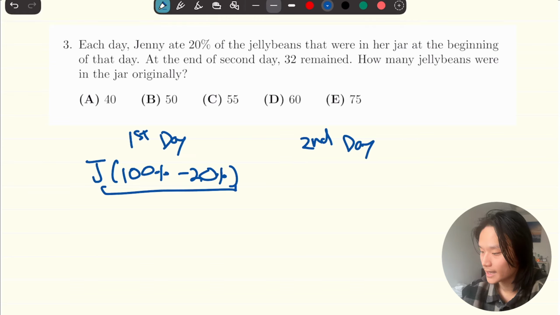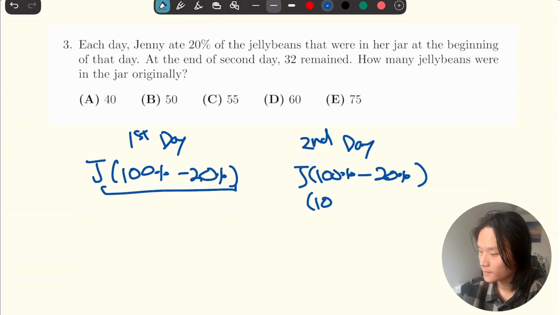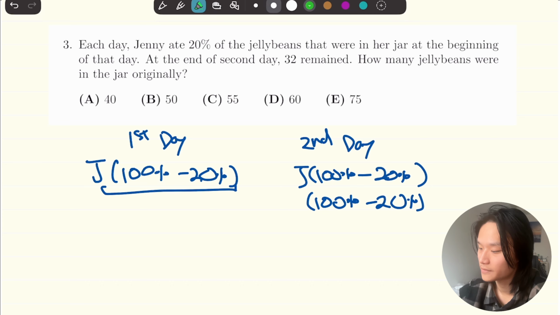On the second day, we would have what we had on the first day, except she would eat 20% more, right? So every day, the number of jelly beans in the jar decreased by 20%. So, and that's it, we have the equation that we want.